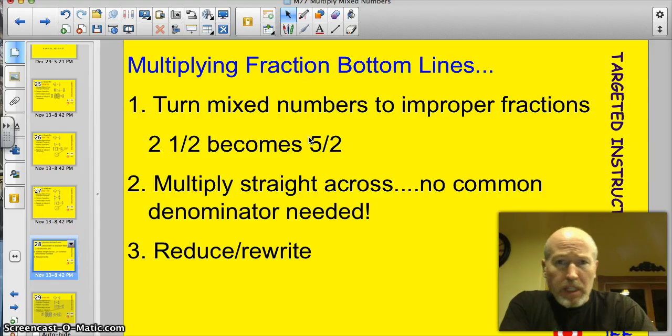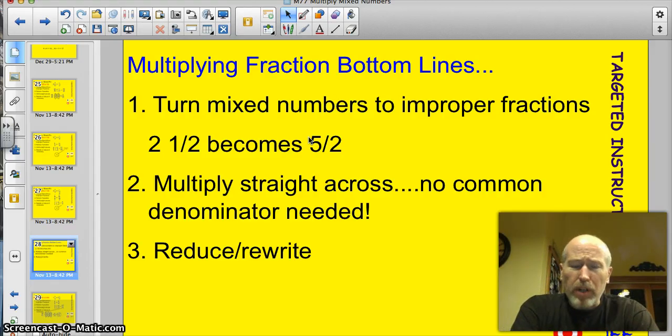Here's the 3 bottom lines for multiplying fractions or mixed numbers that I want you to take into consideration when you work through the next couple problems. First rule, turn any mixed numbers into an improper fraction. For instance, 2 1/2 becomes 5 halves or 5 over 2. Got to do it. Got to change mixed numbers to improper fractions. Second rule, just multiply straight across. No common denominator needed. Third rule, reduce those fractions or rewrite them when you get to the end in case you have an improper fraction, or if you have 6/8, you need to reduce that down to 3/4 to express it in simplest form. Okay, here are 2 problems you can try on your own.